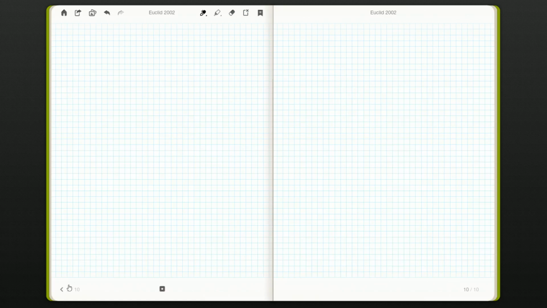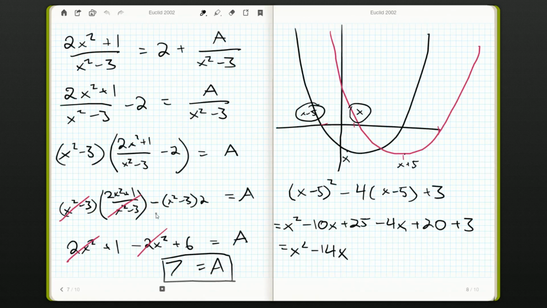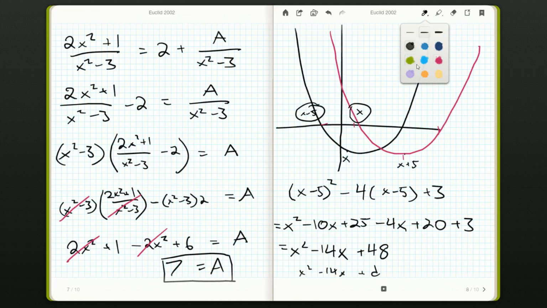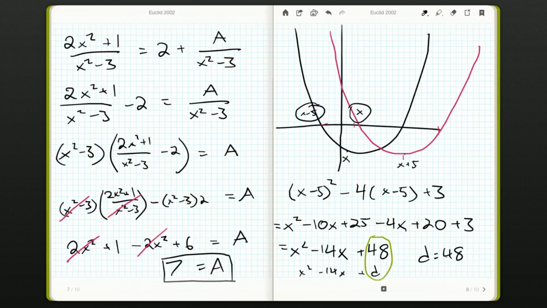So I'll just clear that. If you want to, of course, you can rewind the video and take a look at that again. But the fact that I have this minus 14x tells me I'm on the right track. I made the right substitution. So now, 25 plus 20, that's 45, plus another 3, that's 48. And I wanted x squared minus 14x plus d. Well, here's our d value. d is equal to 48. And that's our final answer.